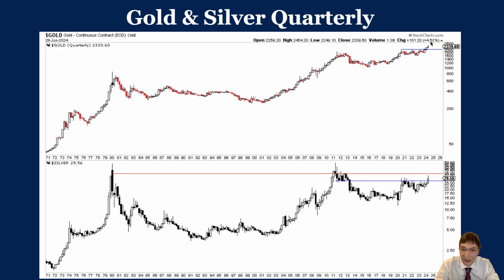Now, what happened here? Yes, we're up 4.5%, but the close, call it 23.40, gold traded as high as 24.50. So this candle here, when the market is up for the quarter or for any period you're looking at, but it closes well below the highs, especially when it closes below the halfway point of the range, it's not a good thing. So this is a weak candle.